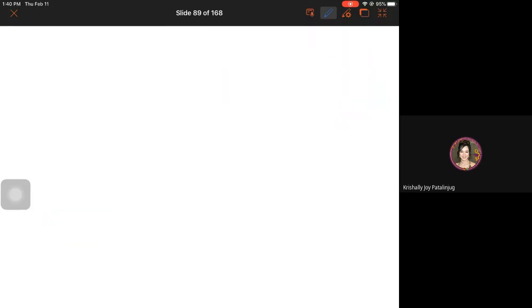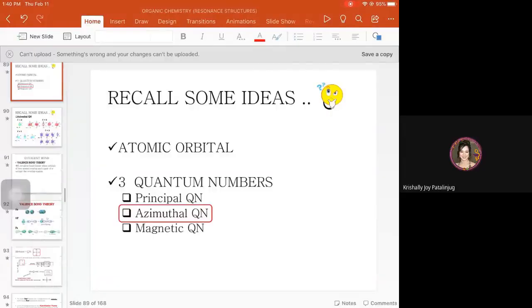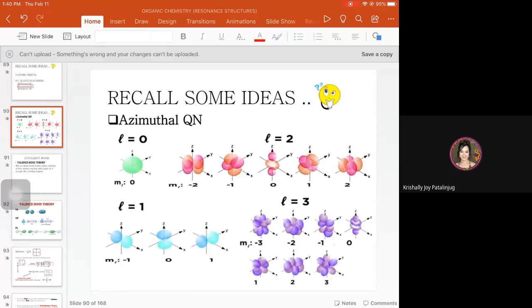Okay, let's continue our discussion. The relationship to molecular shape. We will learn here the concept of hybridization, a continuation of the geometry of molecules. We will learn deeply what a covalent bond really is. We will go back to the topic of covalent bond, but this time at the molecular level.